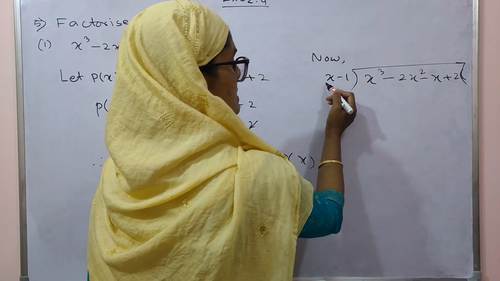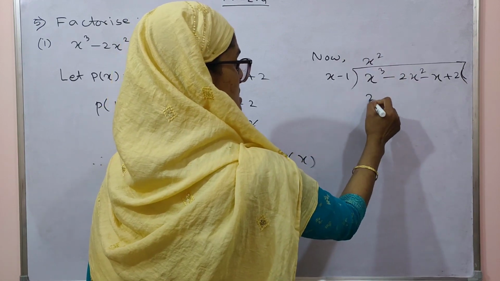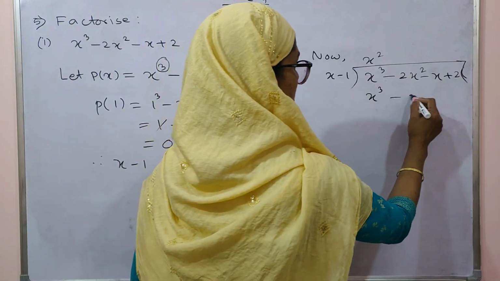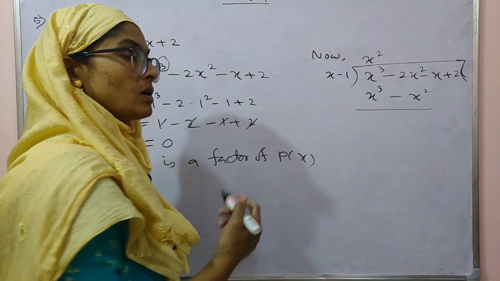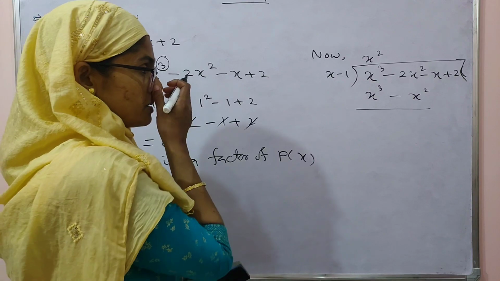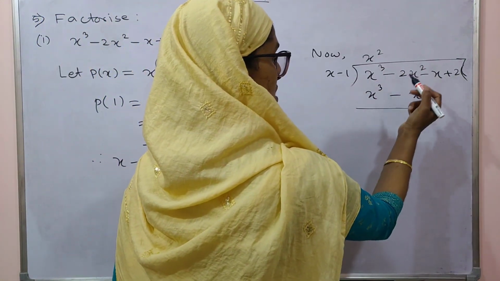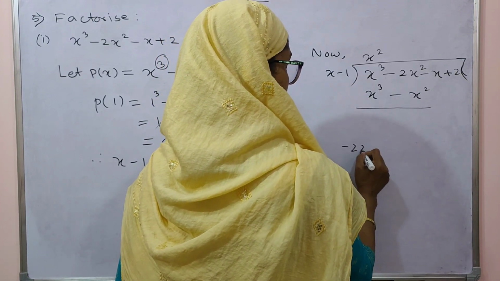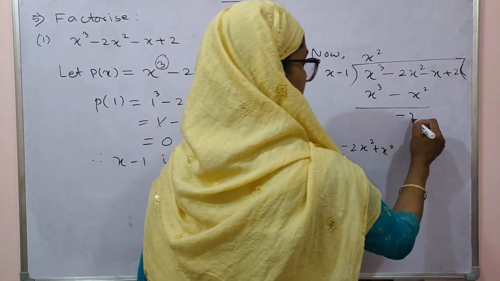So x into x square you will get x cube. So write x square into x, x cube. X square into minus 1 you will get minus x square. Now subtract. I have already discussed in one class how to divide a polynomial, you can check. X cube and x cube cancel. Minus 2x square minus x square, you will get minus 2x square plus x square, so you will get minus x square.